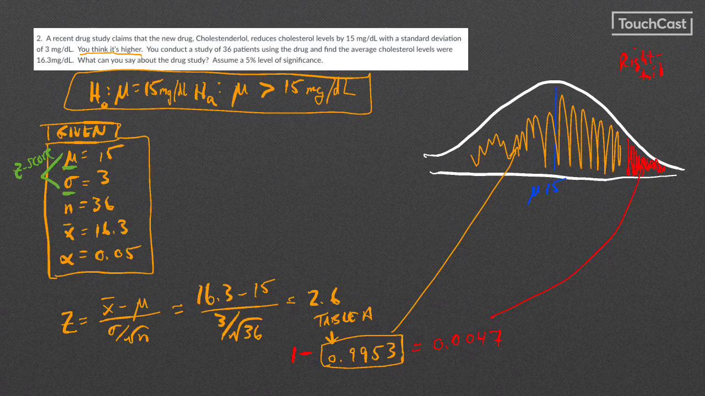Now the last step is, let's compare this to our level of significance. So this is our last step: 0.0047, is this greater than, less than, or equal to 0.05? And the answer is it's much less than. And so, as a result, we reject our null hypothesis. And that is basically all you need to know to get those two problems solved.